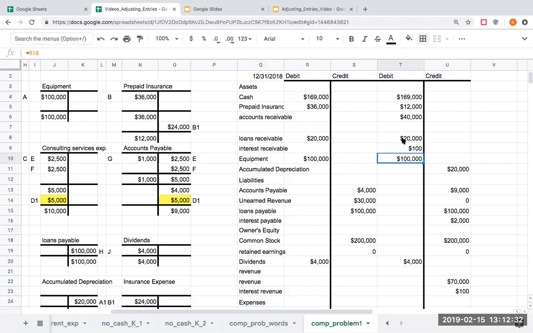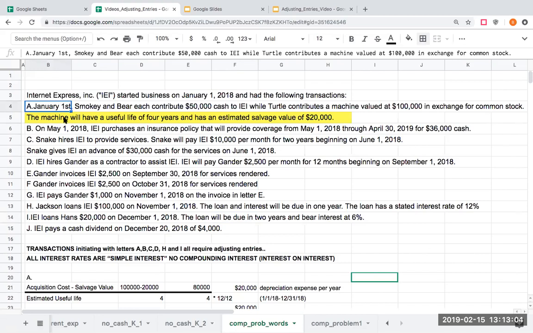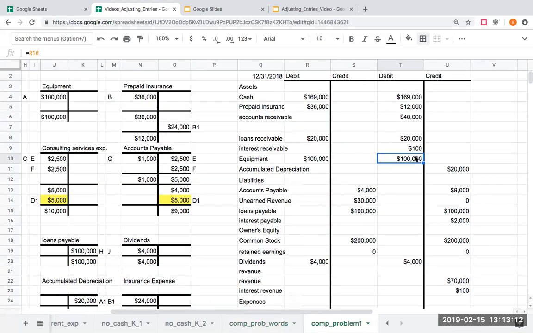Why did I put loans receivable a little bit differently here? Because when I look at the wording for loans receivable, the loan will be due in 2 years and bear interest at 6%. This loan is essentially a non-current asset, because it will not be paid back to us on December 31st, 2018. Similarly, when I look at the equipment, this equipment gives us useful life over a long period of time. And so that is why I'm putting this separately from the other assets.